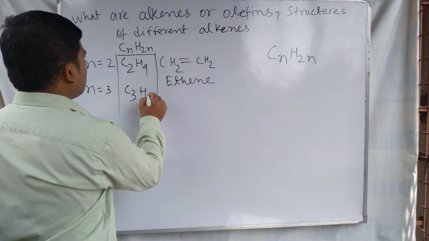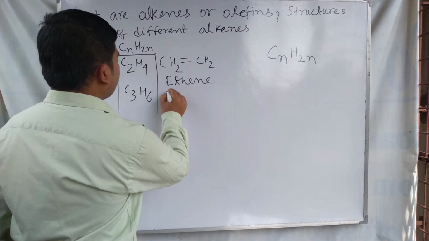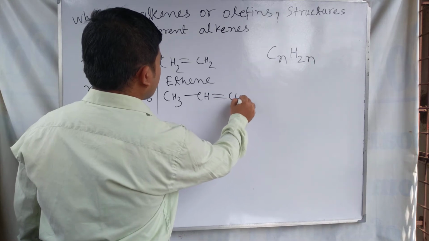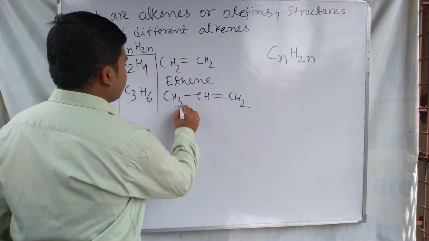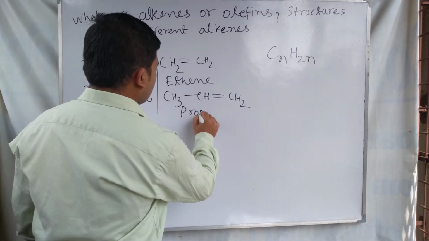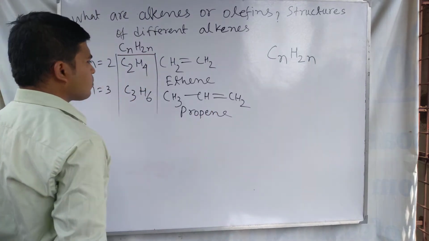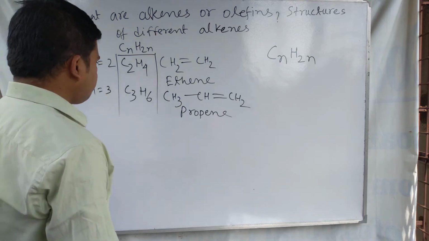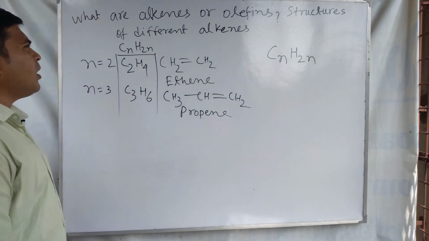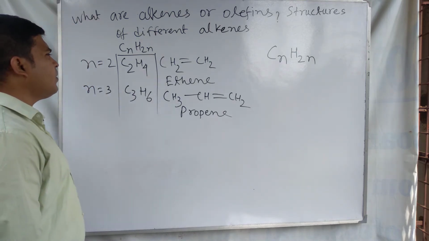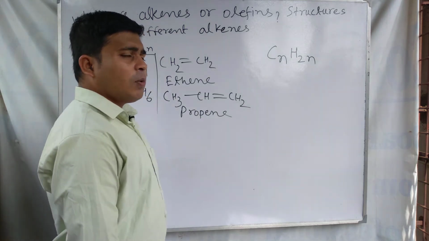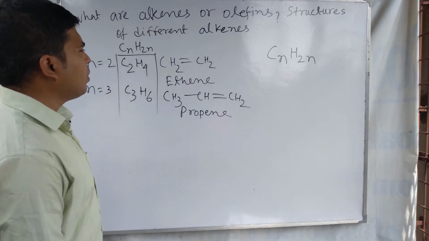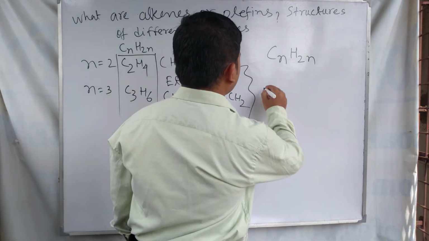C3H6 has this structure, and it is called propene. In this way we can draw the structures of alkenes. Alkenes are double bond compounds, with a carbon-carbon double bond, and they are unsaturated compounds.